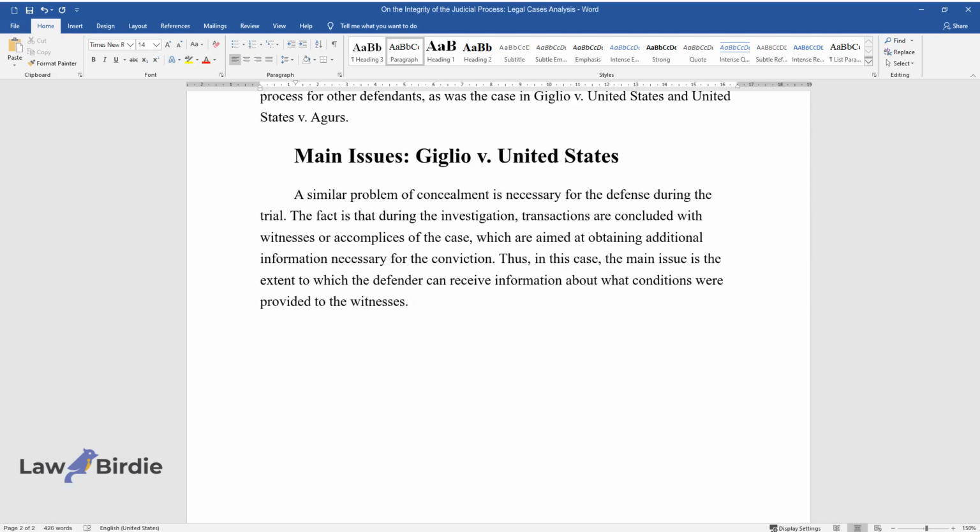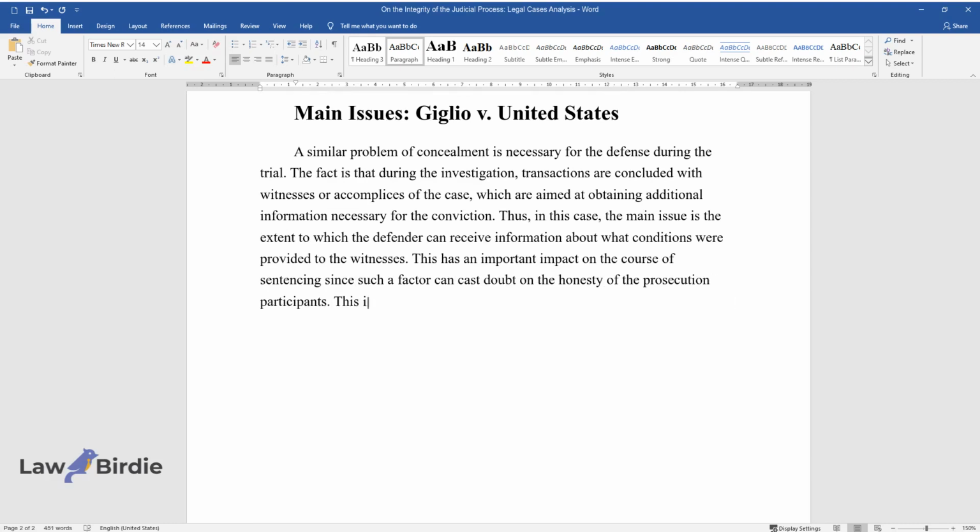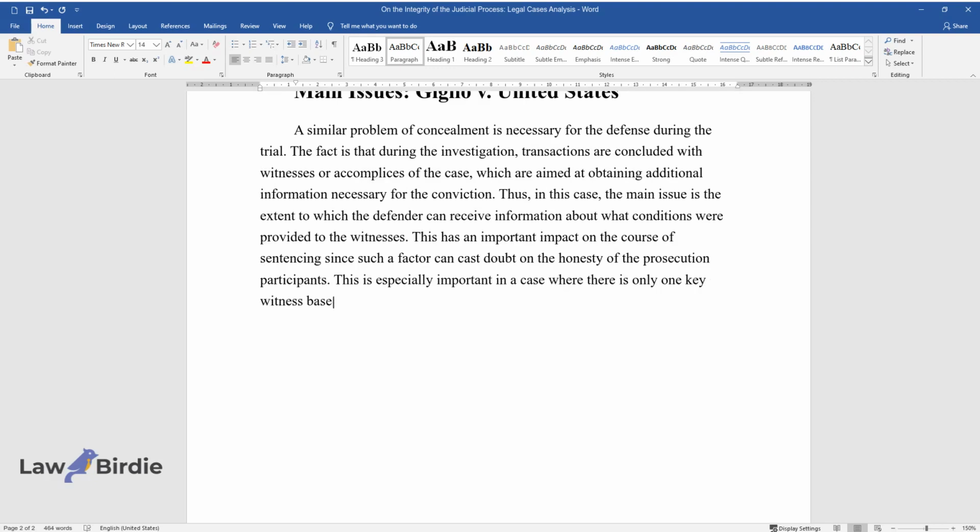This has an important impact on the course of sentencing since such a factor can cast doubt on the honesty of the prosecution participants. This is especially important in a case where there is only one key witness based on whose testimony a guilty verdict was passed.